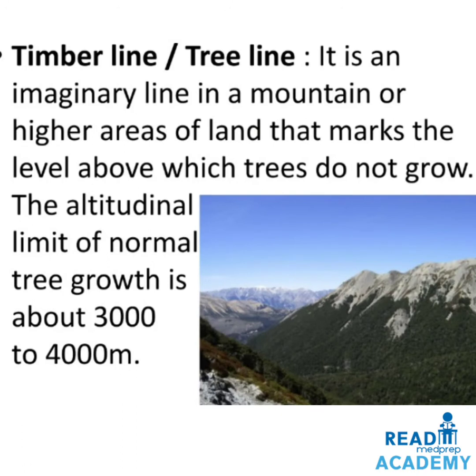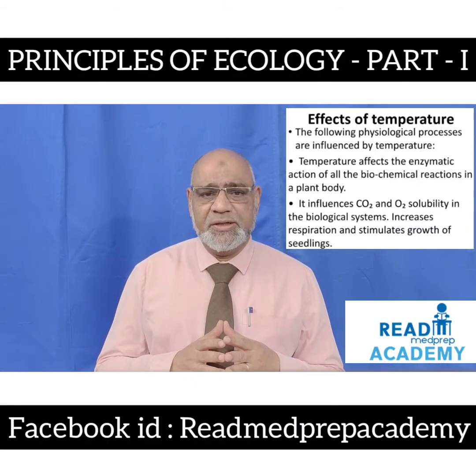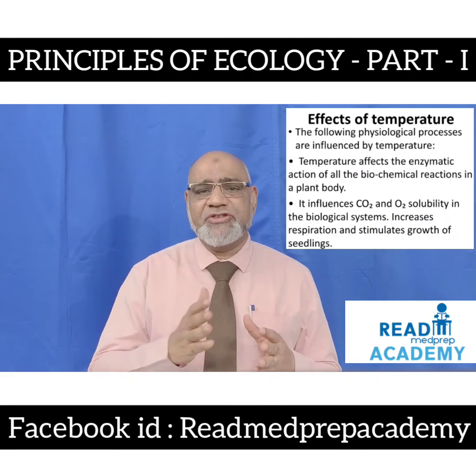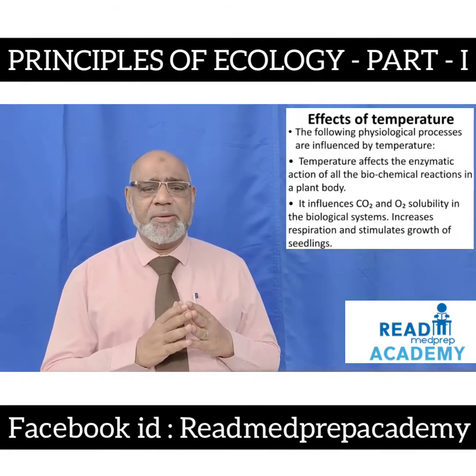What is timberline or tree line? It is an imaginary line on a mountain or higher areas of land that marks the level above which trees do not grow. The altitudinal limit of normal tree growth is about 3000 to 4000 meters. On the right side, you can see the vegetation occurring from below, and the topmost regions of the mountain do not show vegetation. What are the effects of temperature? Temperature affects the enzymatic action of all the biochemical reactions in a plant body.